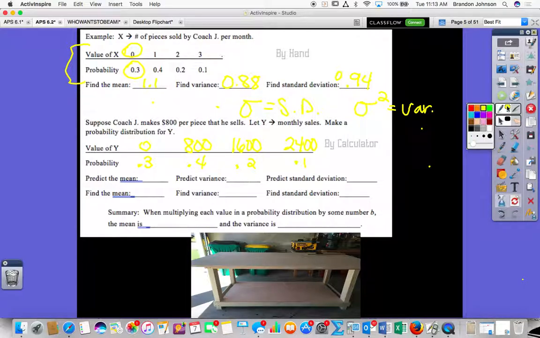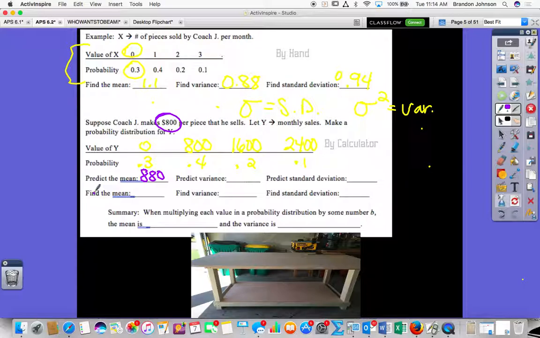Now, here's what I want you to look at, because today is really just checking things out. Predict the mean. We just multiplied by 800 based on what we talked about in chapter 2. Let's predict what the mean is going to be here. If this is 1.1 and we multiply by 800, what do you think the mean is going to be? Can we just plug it in our calculator again? We could, yes. But I want to see if you can predict it first. 1.1 times 800, which is 880. Good. So we're just going to predict that it's 880.